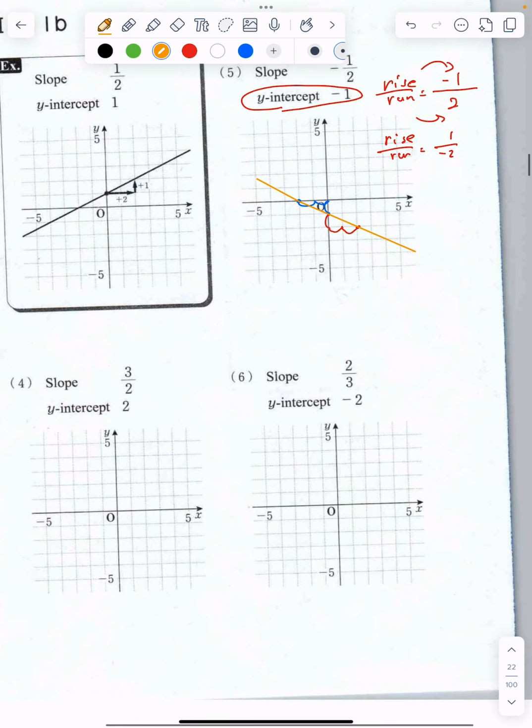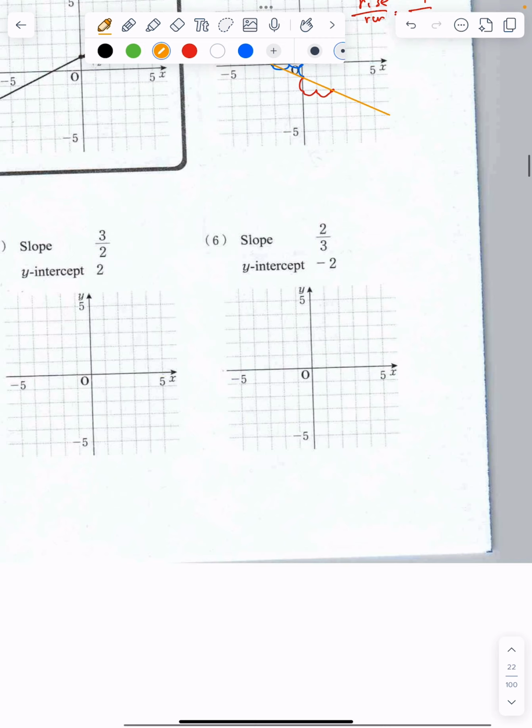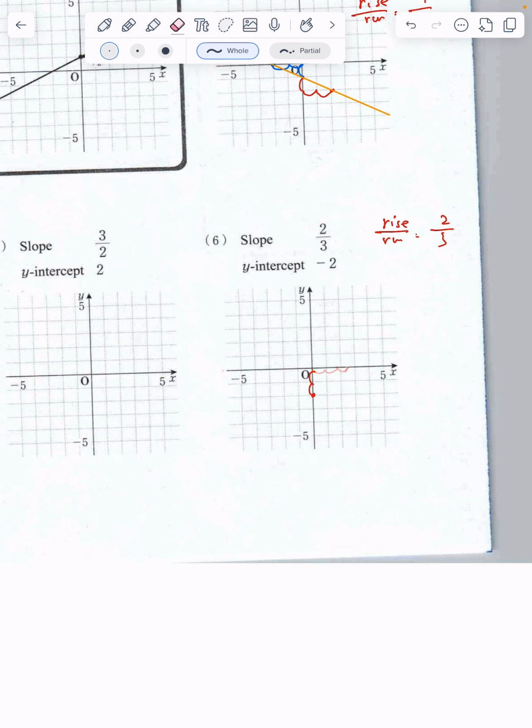Last question we're going to do is question number 6. We have rise over run is equal to 2 over 3. My y-intercept is that -2, so which is 0, -2. I'm going to go up twice, 1, 2, and I'm going to go right 3 times. 1, 2, 3. Oh, ugly. 1, 2, 3. So this is the new dots. Then all I need to do is connect these two dots together.